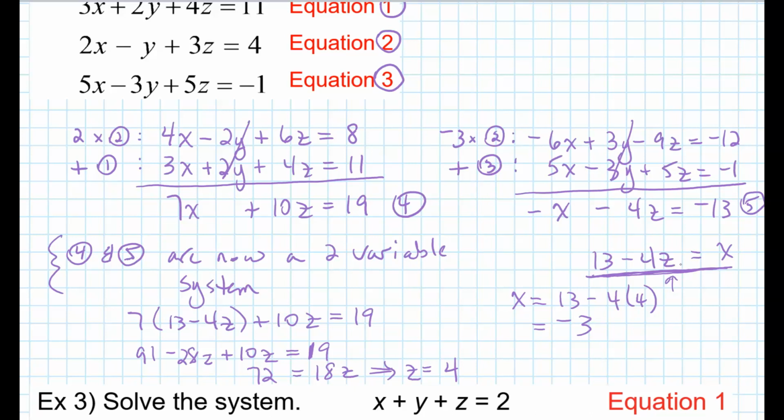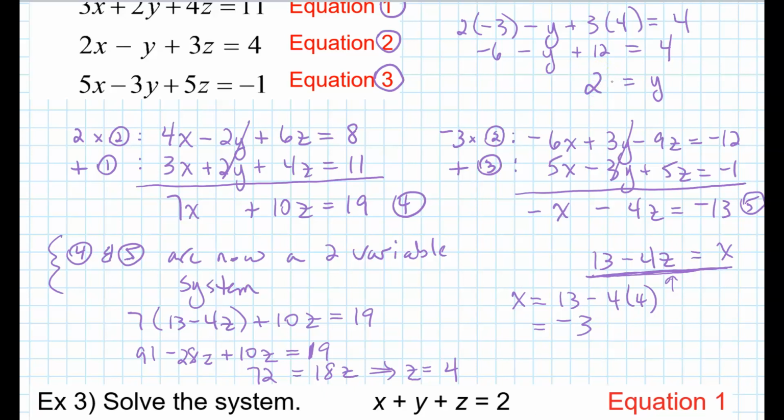Okay, so in the end now, I'm going to use equation 2 because that's the easiest. So we get 2x minus, oh wait, no, we have x. We don't have y. So 2 times negative 3 minus y plus 3 times 4 is equal to 4. So that's negative 6 minus y plus 12 is equal to 4. So that's y is equal to 2.